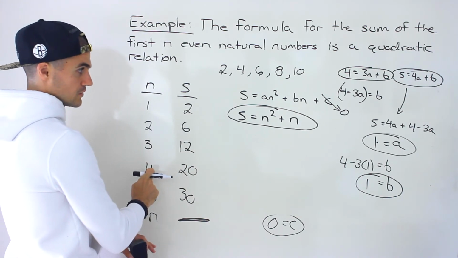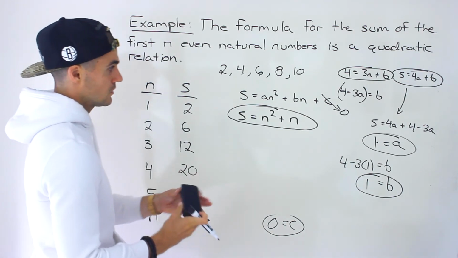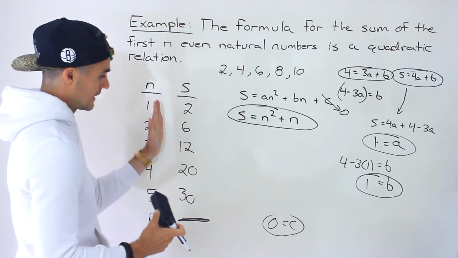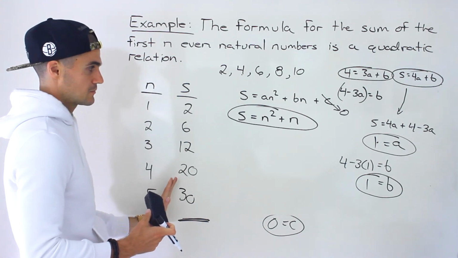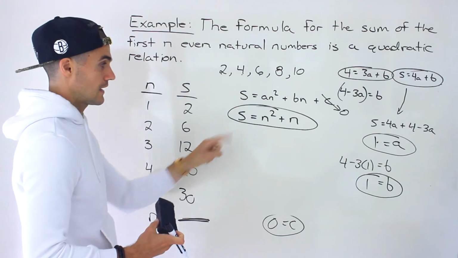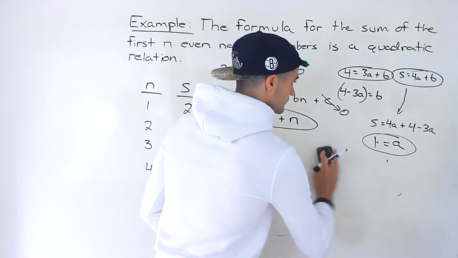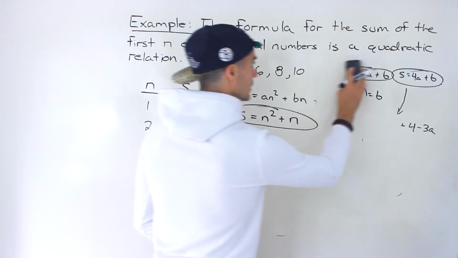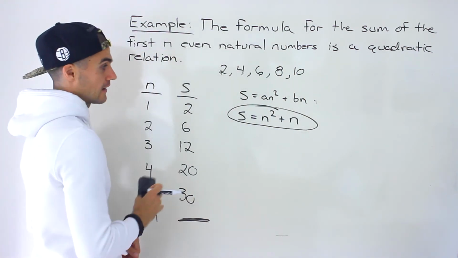4 to the power 2 plus 4 gives us 20, etc. So notice how this formula is working out with this corresponding table. So we could be pretty confident that this formula here is correct. And now we can easily go into solving parts B and C.